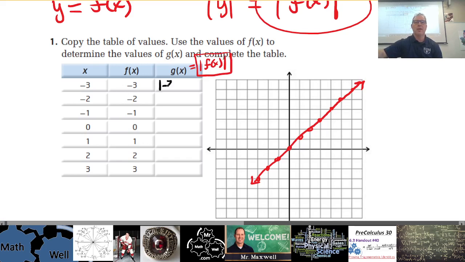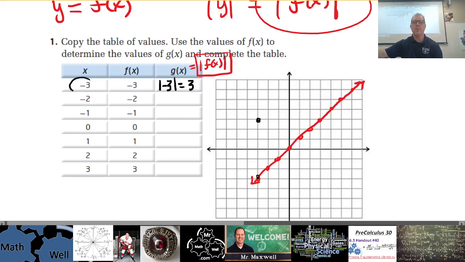So if I say I want to just graph the absolute value of negative 3, what does that turn into? Yeah, it turns into a positive 3. So negative 3, where's this point? Negative 3, 1, 2, 3, negative 3, right here. So the new point is actually negative 3, positive 3. It's up here. You see that?